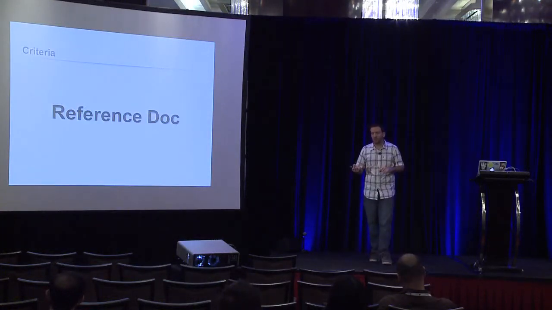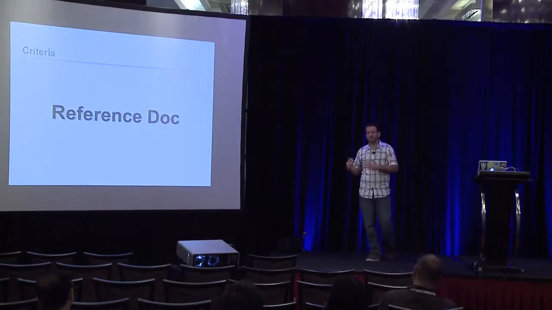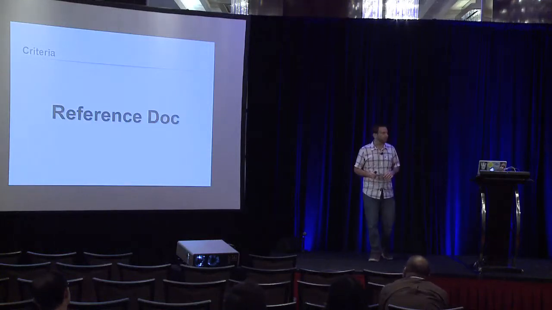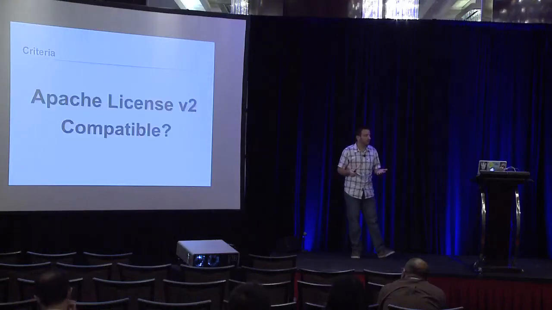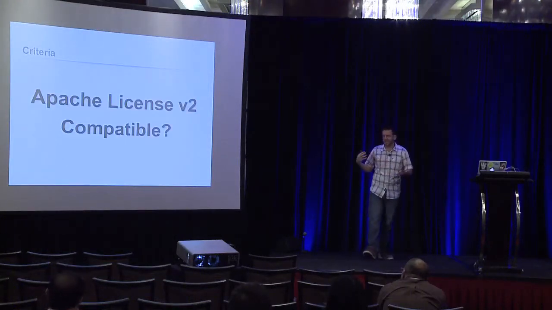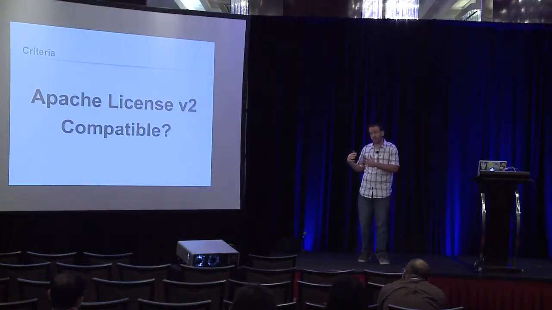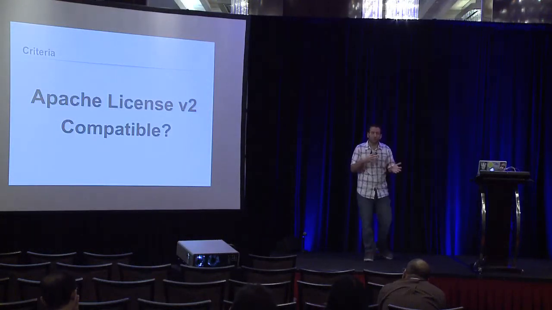It needs that detailed reference documentation. So when you're doing the more complicated operations in the cloud, you have a guide, a reference that you can get into and find out exactly what it is you need to do. Example code, I explained the value of it earlier. And OpenStack itself is Apache license V2, so it's a bit of a question whether the OpenStack SDKs that talk to OpenStack should be Apache license V2 or just V2 compatible. So that one's still a bit of an open question.